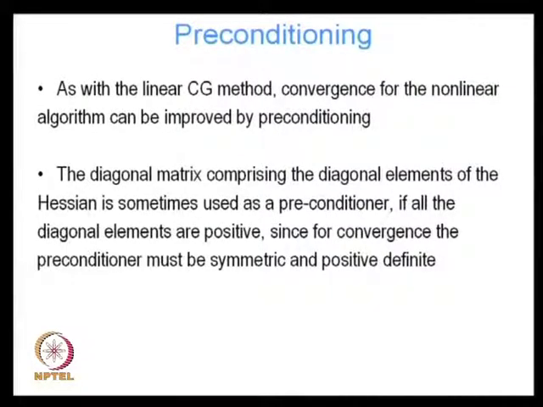If we can't do that, just don't do any preconditioning. Never try a preconditioner where you have a negative element on the diagonal, because that is a sure prescription for divergence.